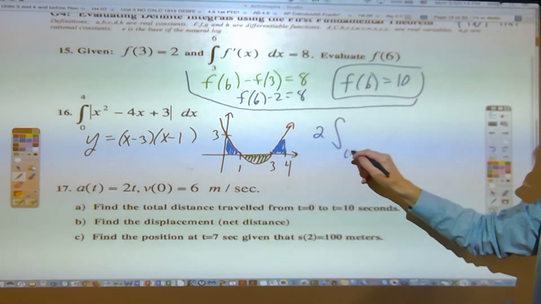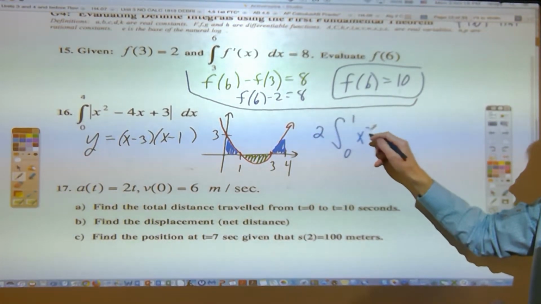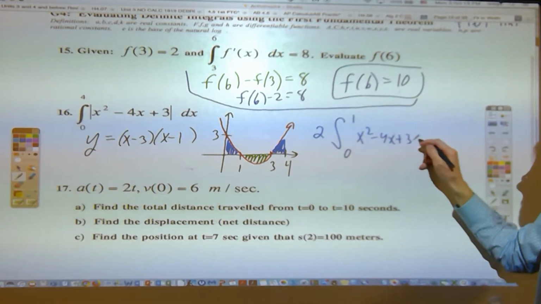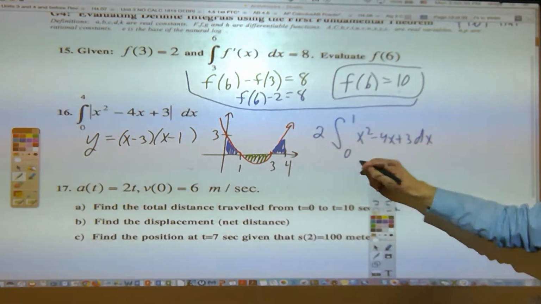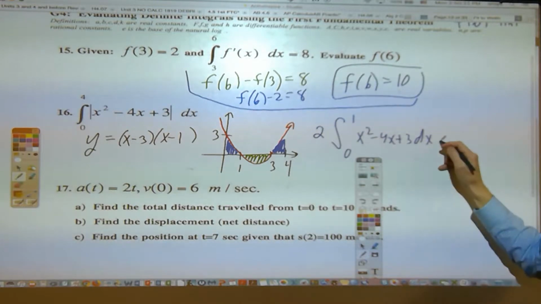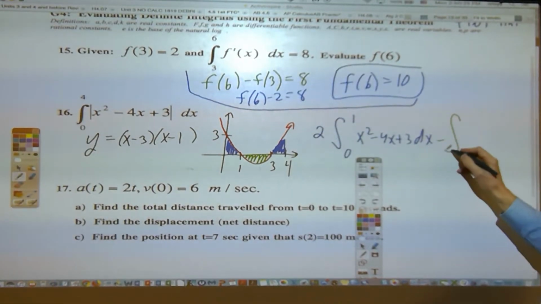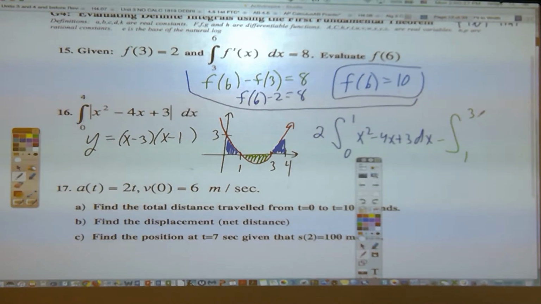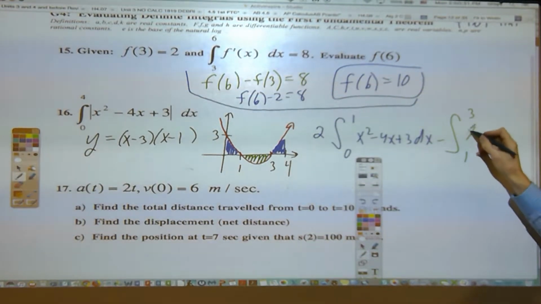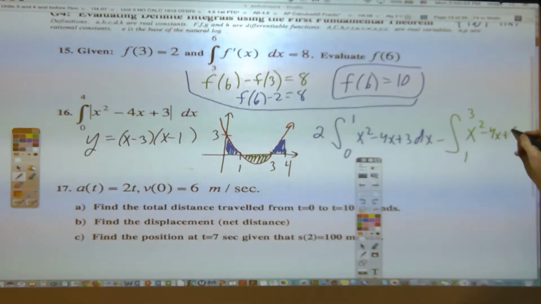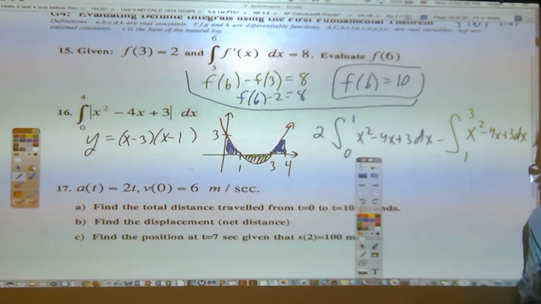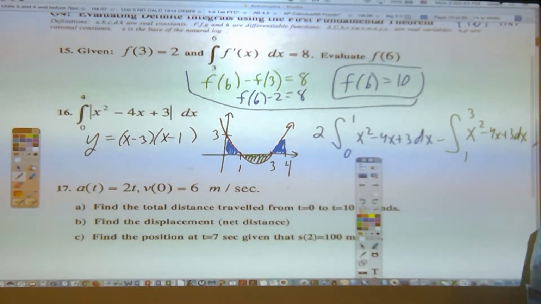of the areas from 0 to 1, and then I would subtract the area from 1 to 3, because the area from 1 to 3 will be a negative number. To honor the absolute values, we should turn that negative number into a positive number. So here's the strategy that I recommend for shedding the absolute values in problem 16.